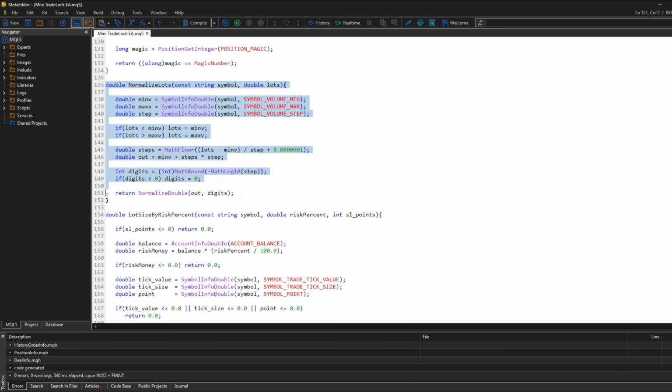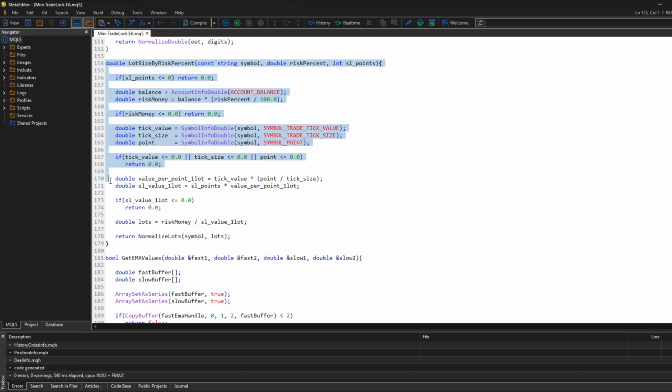So next we have the NormalizeLots function. So this makes sure the lot size is valid for the broker. We get the symbol's minimum lot size, maximum lot size, and lot step. If the lot size is too small, we set it to the minimum, and if it's too large, we cap it at the maximum. Then we calculate how many lot steps fit into the lot amount, we round that down, and we rebuild the final lot size. And after that, we work out how many decimal places the lot size needs and return the final normalized value. This prevents invalid volume errors when sending trades.